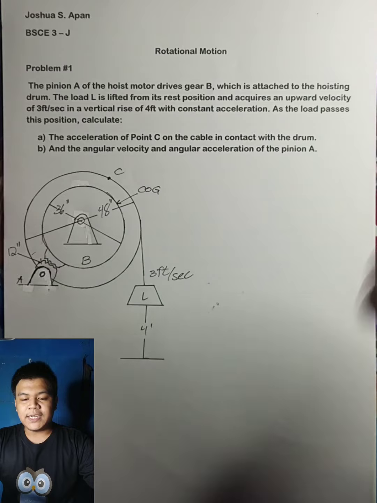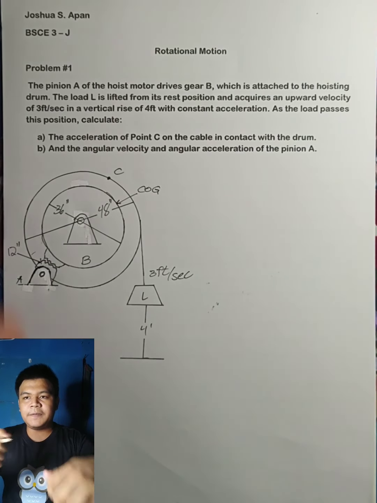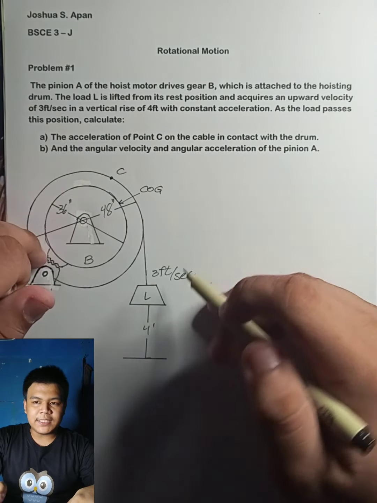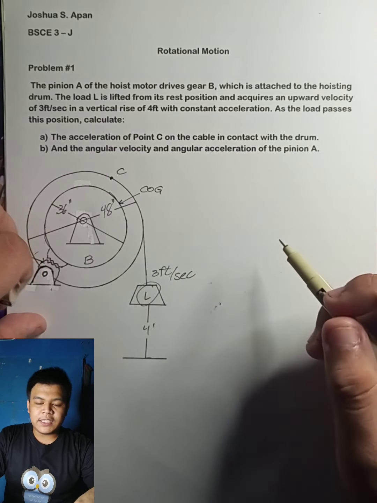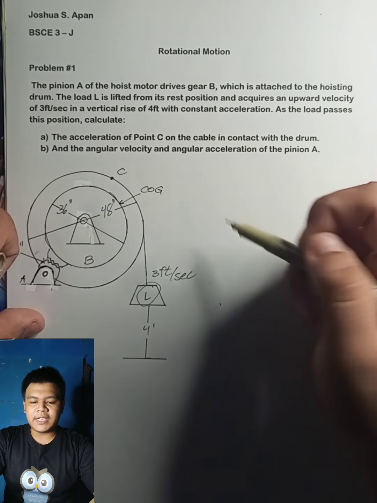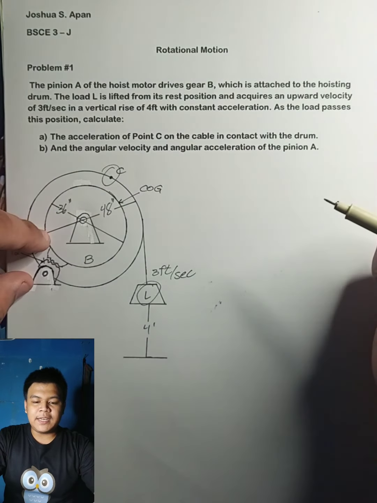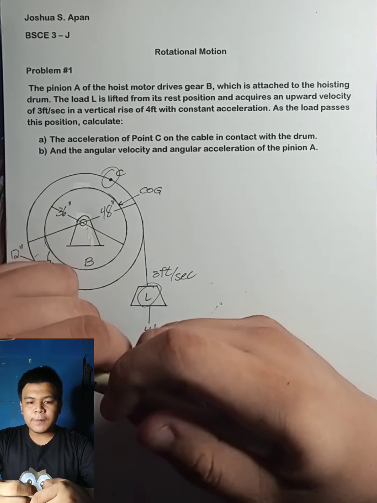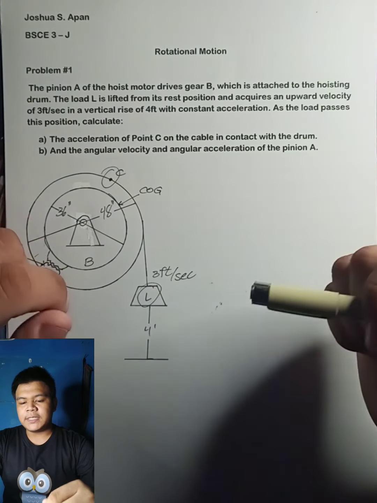So, kung tutusin natin acceleration of point C, mapapansin muna natin sa image, without slipping in the drum, yung vertical velocity and acceleration ng load L, which is ito, is equal siya sa tangential velocity at tangential acceleration nitong point C. So, since ang hinahanap natin is acceleration of point C, kailangan muna nating hanapin yung normal and tangential component of point C.